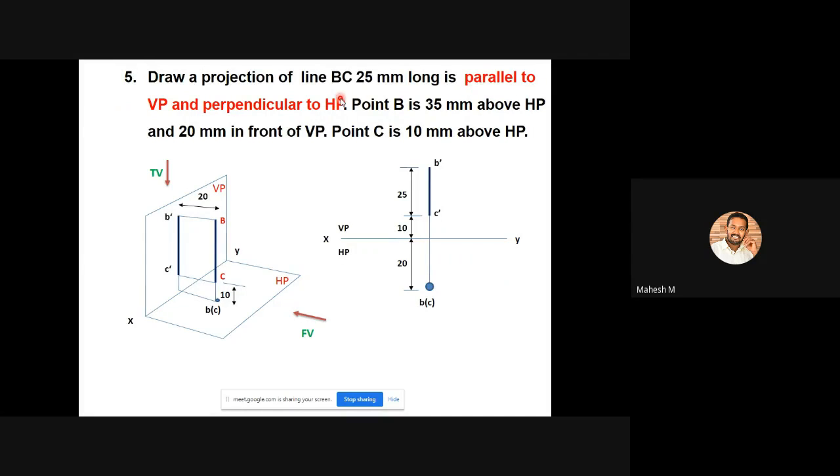Next you have to judge the true length of the particular line. So here, what is the true length? In this problem, what is the true length of this line?